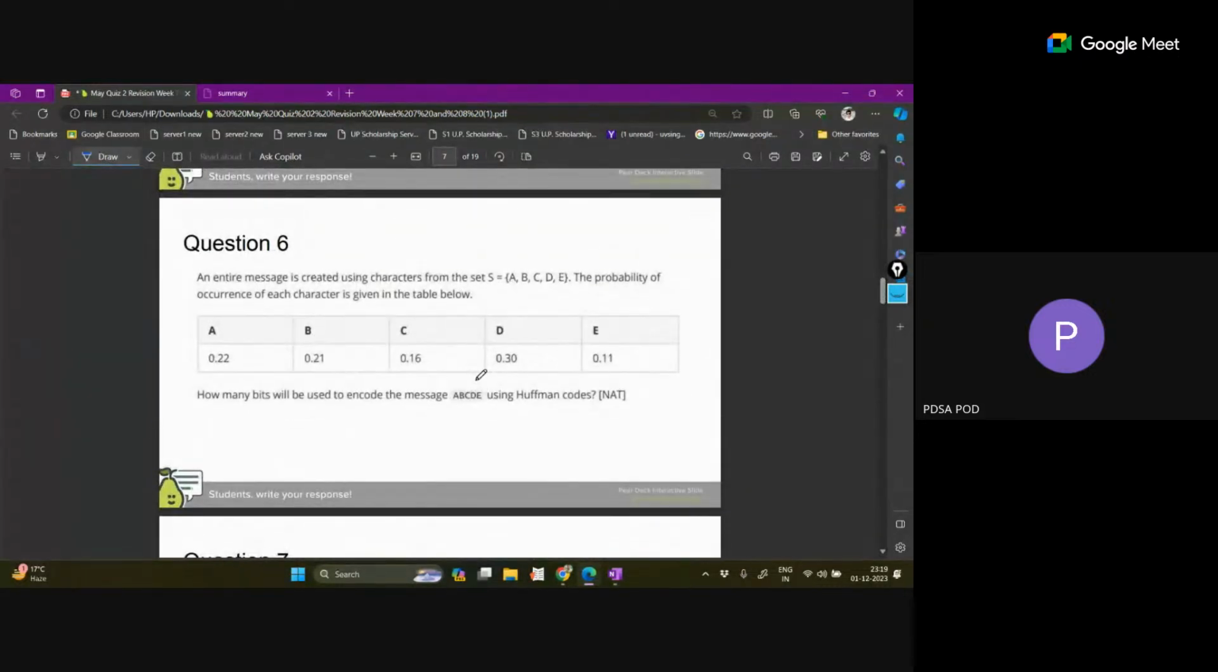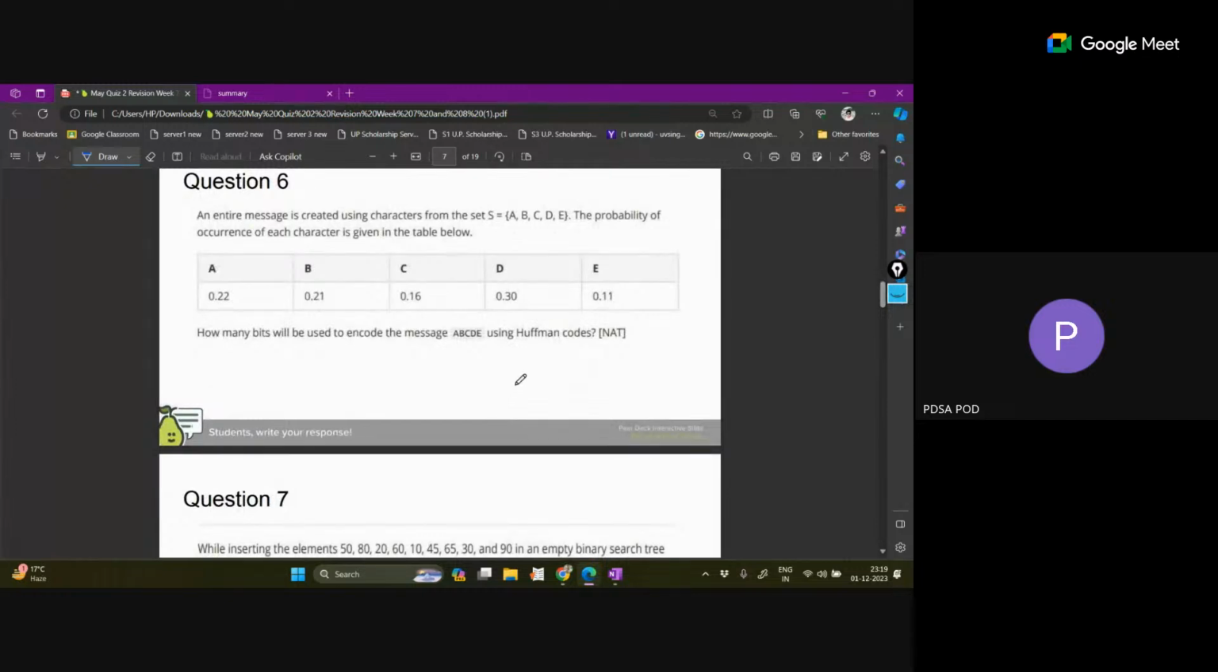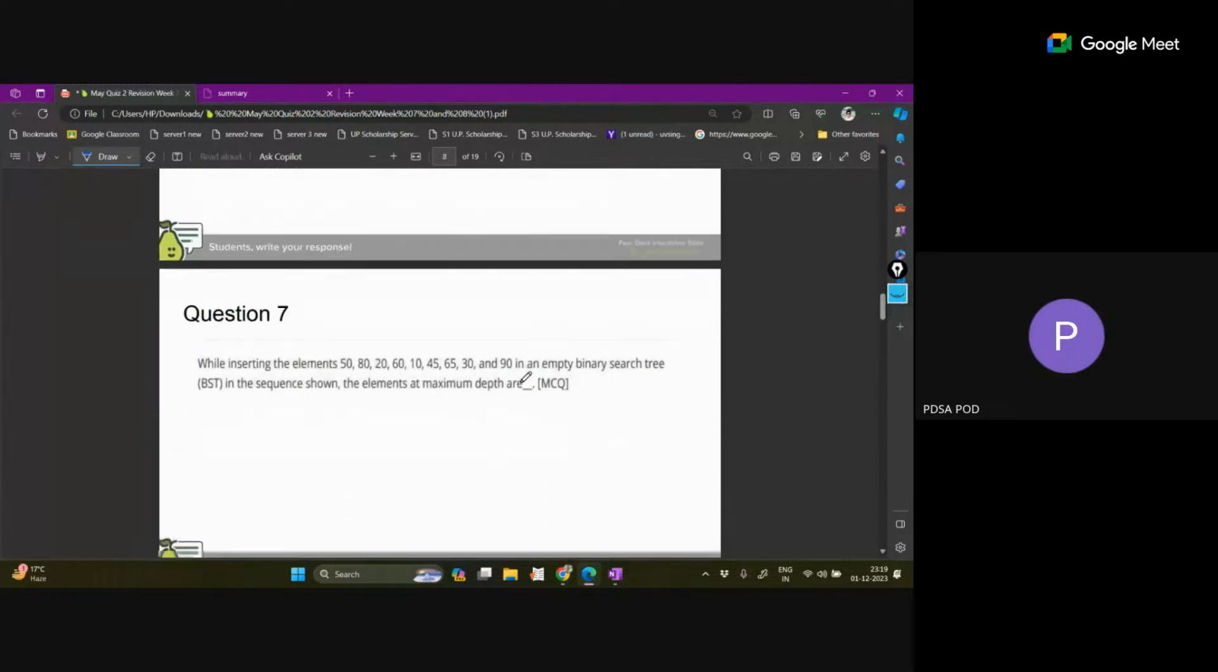Yeah, this is Huffman tree. So I hope this is okay. Do I need to explain this? The frequency or probability is given, just create a Huffman tree based on this, and you can solve it. So I'm skipping this.